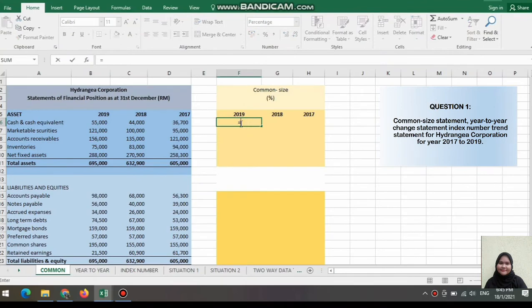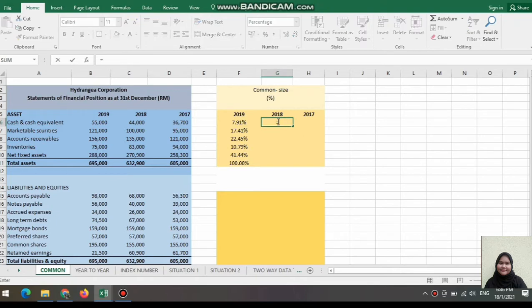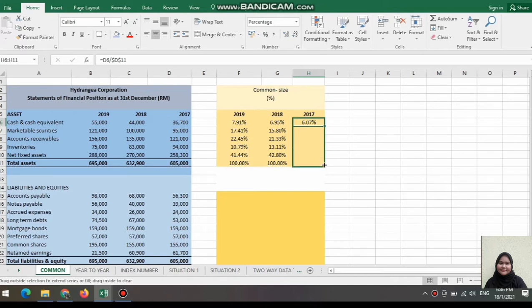Common size for assets, the formula is the item in assets divided by the total assets. Put the dollar signs and drag it. Then in 2018 the formula is the same, put the dollar signs, and then we drag until the total assets. Then the same goes with 2017. The formula is the same, and then we drag, put the dollar signs, drag, and this is the answer.